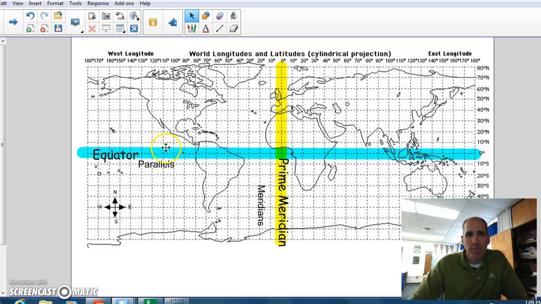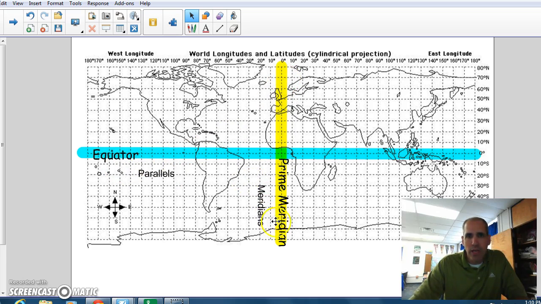Our latitudes are also called parallels, and they run east and west, and they are based off of the equator, which is at 0 degrees. As fifth graders, you probably all know what the equator is, and so we base our parallels off of the equator. Each of those lines is parallel with the equator, and they are all named in the number of degrees that they lie from 0 degrees on the equator. So we have 10, 20, 30, 40, all the way up to 90 degrees at the North Pole.